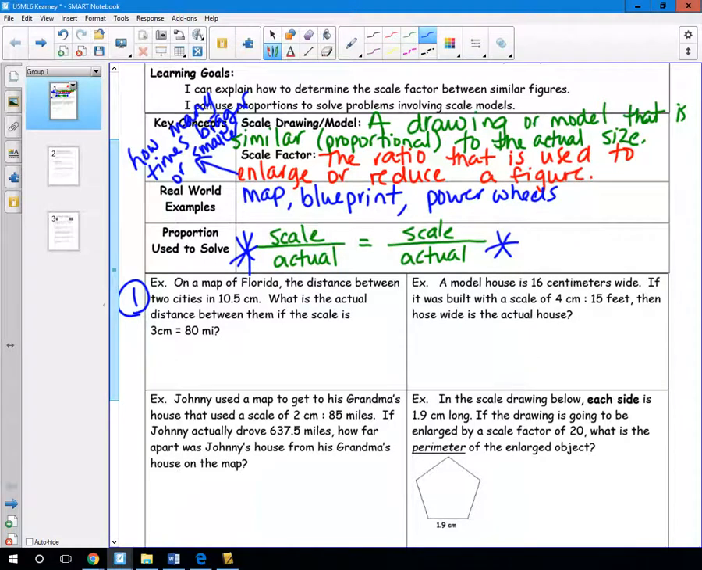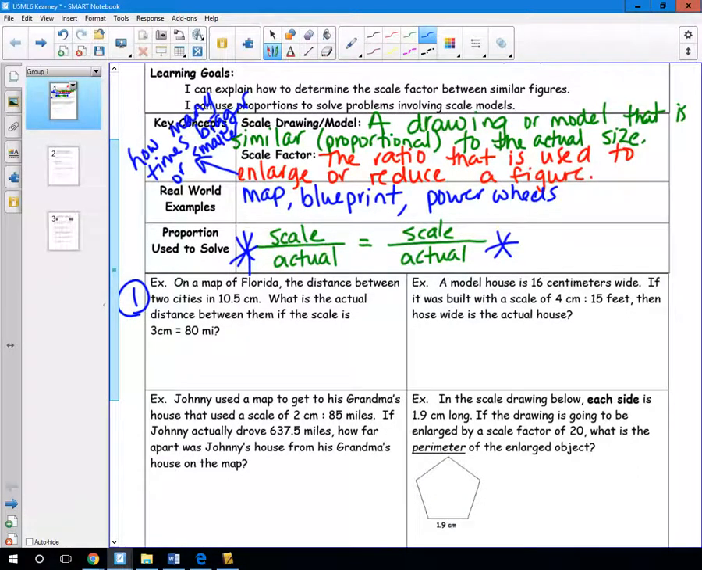All right, so we've got a map problem, and we've got the map of Florida, and it's saying that the distance between two cities is 10.5 centimeters. Does that mean the cities really are 10.5 centimeters apart? Probably not. That's the map drawing. So it says, what is the actual distance between them if the scale is 3 centimeters equals 80 miles? That means for every 3 centimeters on that map, that represents 80 miles in real life.